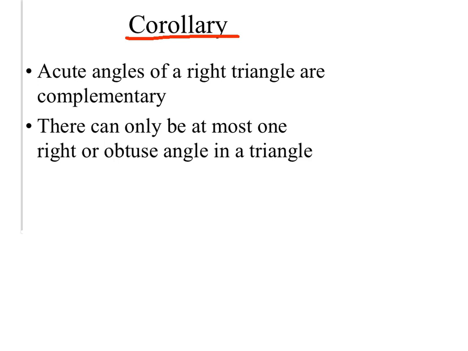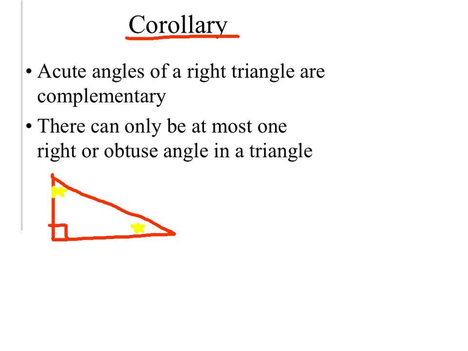So the first one says that the acute angles of a right triangle are complementary, meaning they add to 90. So in a right triangle, I have one right angle, and then the other two angles are the acute angles. Well, since this triangle's angles add to 180, and I've already got 90 degrees of that taken care of in the right angle, the other two angles must make up the remaining 90 degrees. Therefore, they must be complementary.